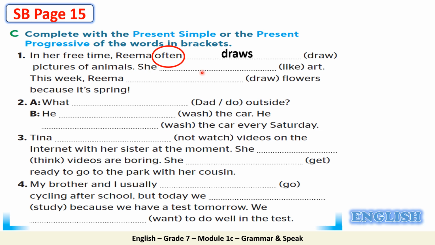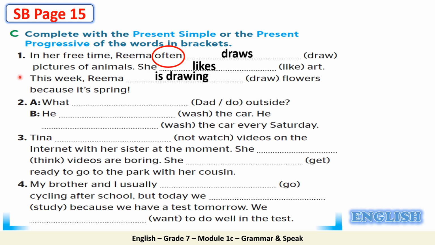Let's check your answers now. She likes art. The correct answer is she likes art. Well done, students. Note that the verb like is one of the stative verbs and it cannot be used in the present progressive. She is a singular subject, so the correct answer is likes. Let's go on. This week, Rima drew flowers because it's spring. This is a temporary situation, so we should use the present progressive. Rima is a singular subject, so the correct answer is this week Rima is drawing flowers because it's spring.